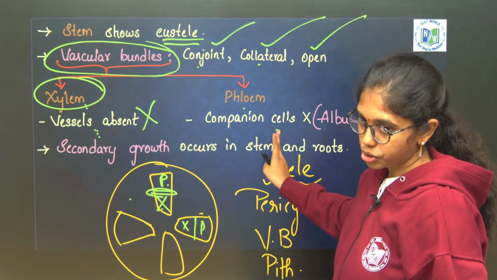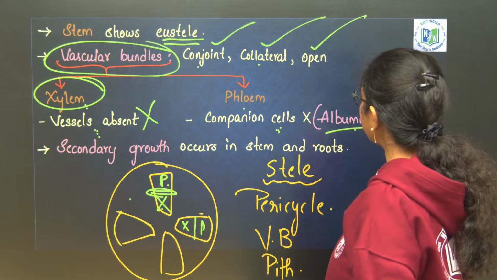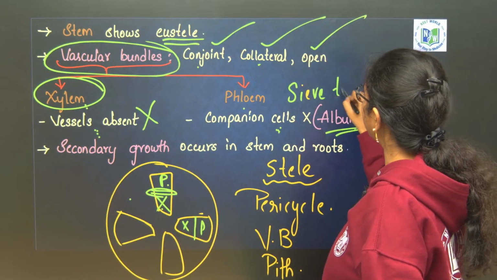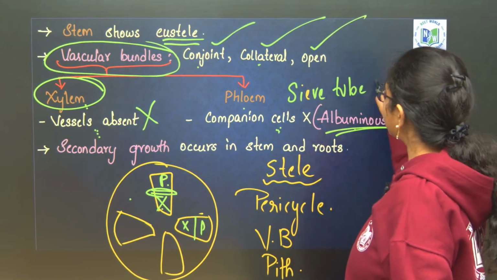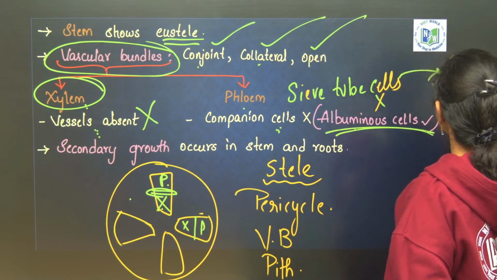Companion cells are absent. In place of companion cells, what are present? Albuminous cells. And sieve tube cells are also absent. Good. They are present in the form of what? Sieve cells.